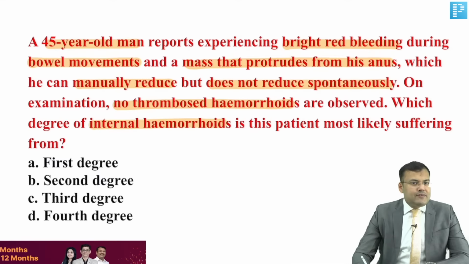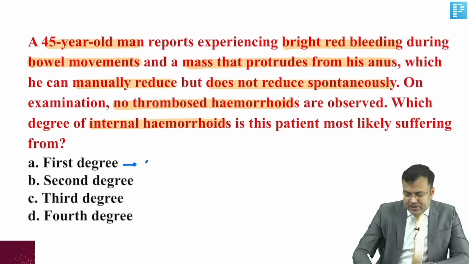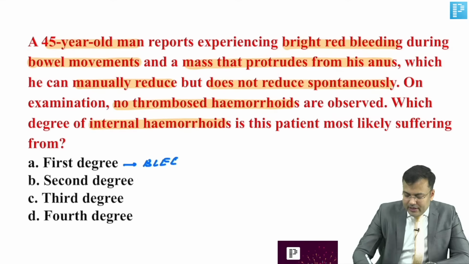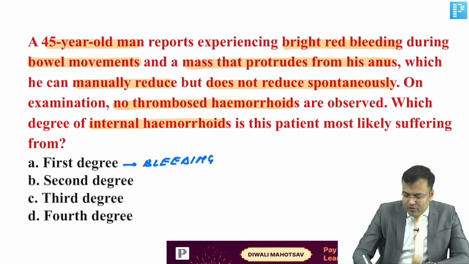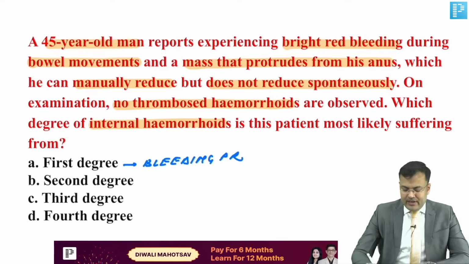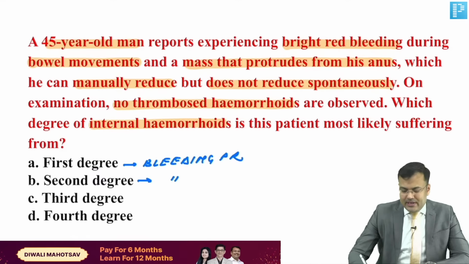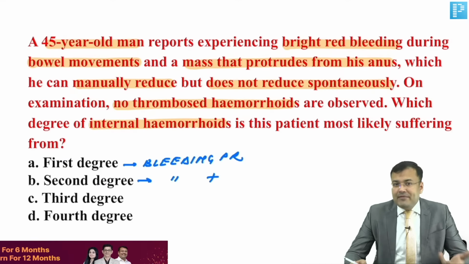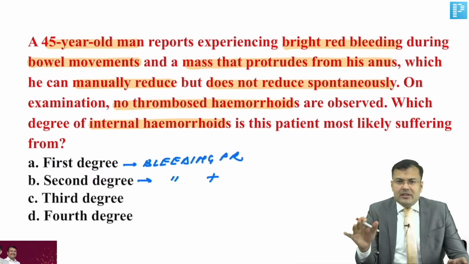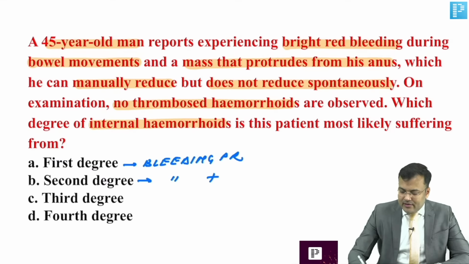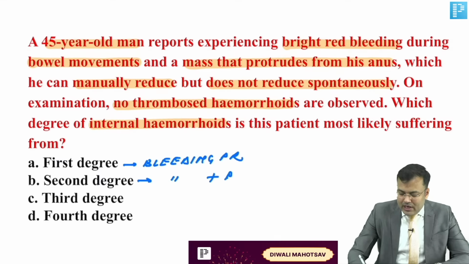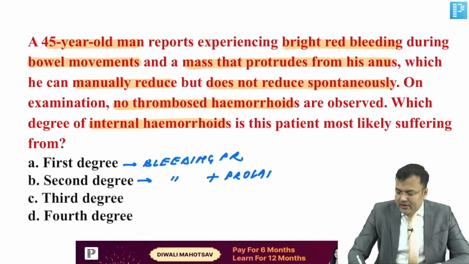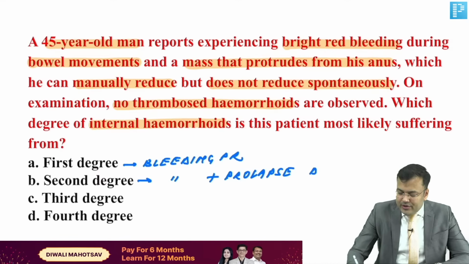So you know what is first degree? In first degree, the patient is having only bleeding. In second degree, apart from bleeding, there is prolapse during defecation, and after defecation it goes inside spontaneously. So the patient is having prolapse during defecation.